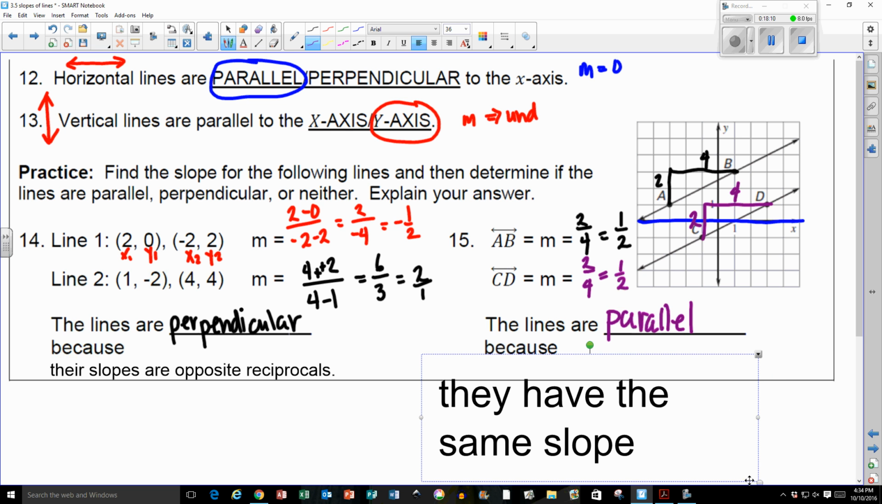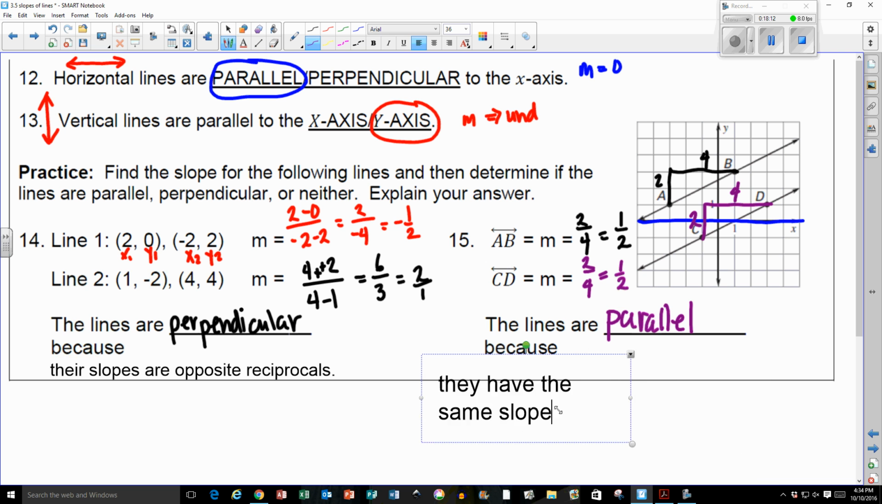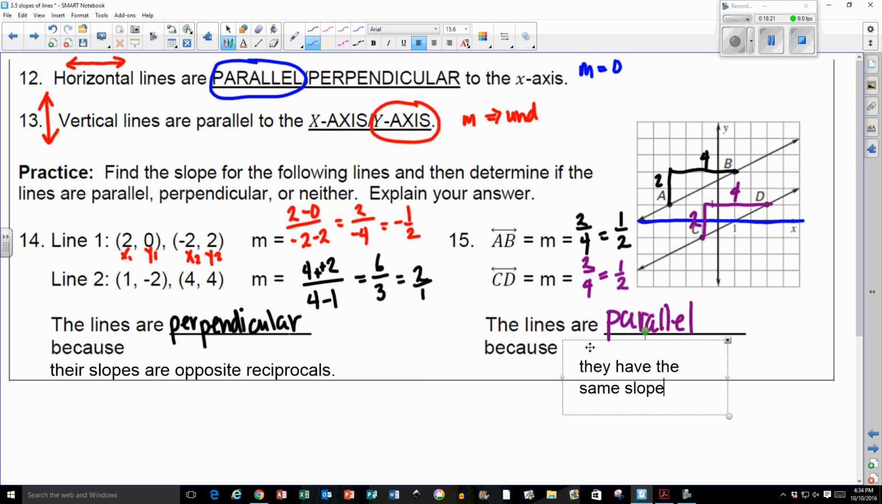Let me make this. Oops, there we go. So because they have the same slope.